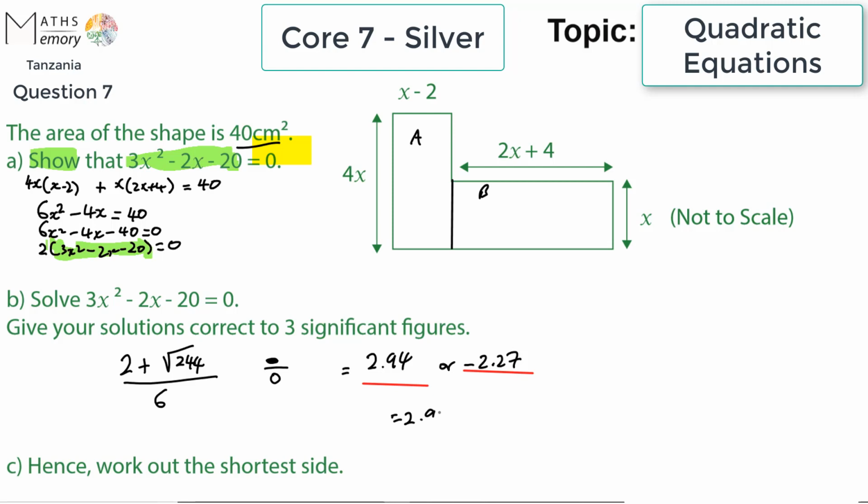So part C, work out the shortest side. This takes a bit of common sense. What looks the shortest? Obviously this one over here would be the shortest, with a negative sign. 2.94 take away 2 would be 0.94. This is not to scale at all, but that would be the answer for this part.